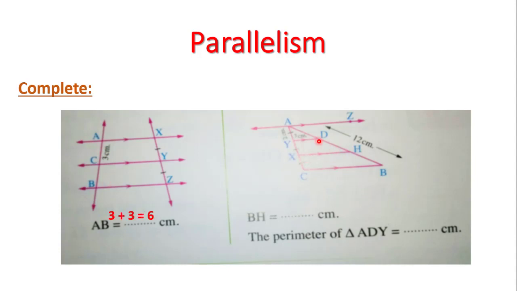Here, for example, we have equal straight lines AY and YX and XC. So the three straight lines here are parallel. So here also AD will be equal to DH equals HB.